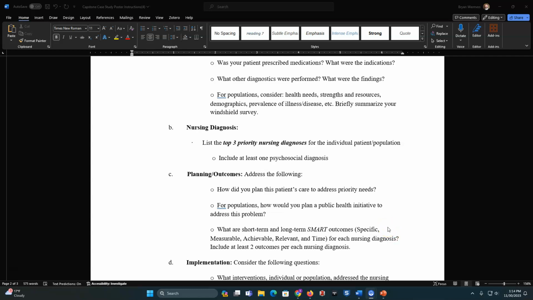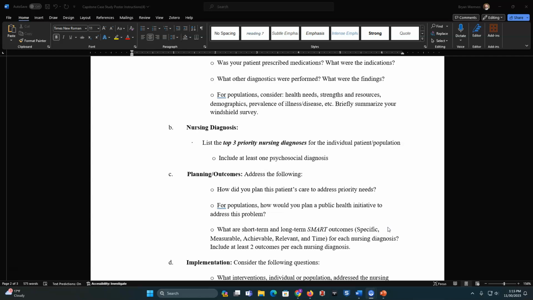So an example might be, patient will walk the hallways 3 times a day or 3 times before the end of my shift. So it's specific, so you had 3 times you're going to walk, it was measurable, so the hallway.